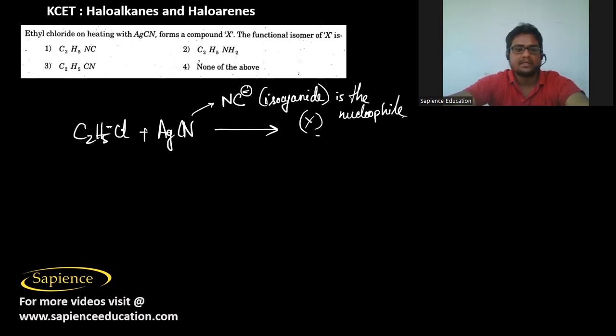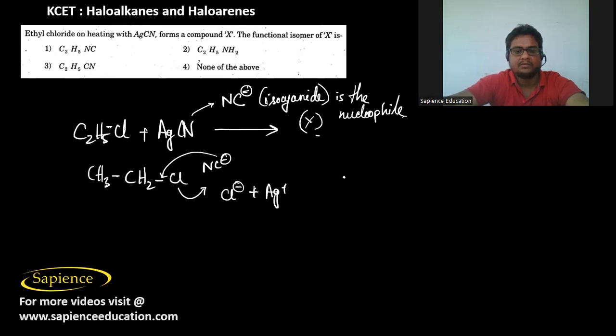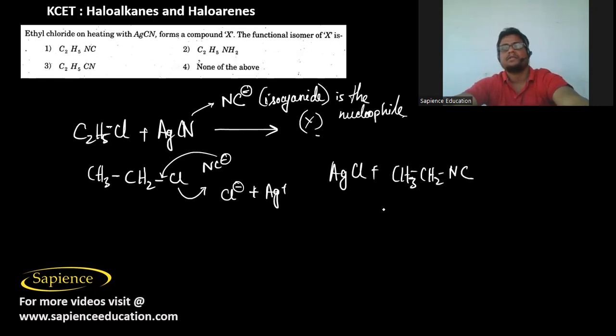So it will attack this chlorine, and the chloride ion will be removed. The Cl minus ion will be linked with Ag plus and form AgCl, and it will form CH3CH2NC. So this CH3CH2NC is the required compound X. Now we need to find the functional isomer of X.